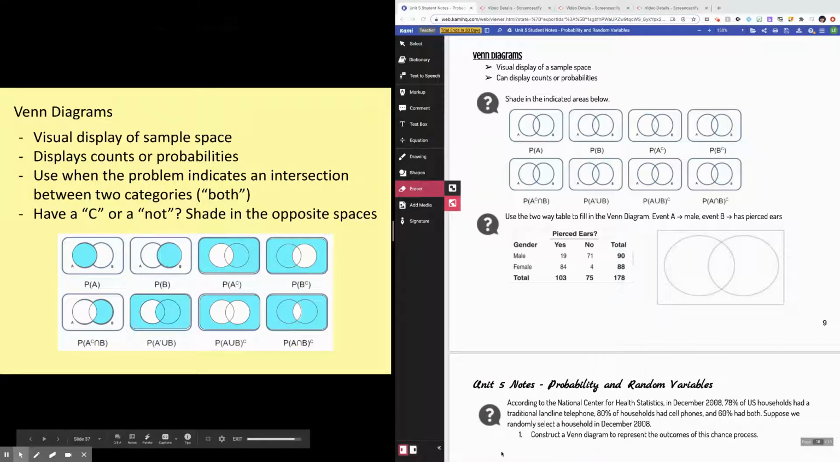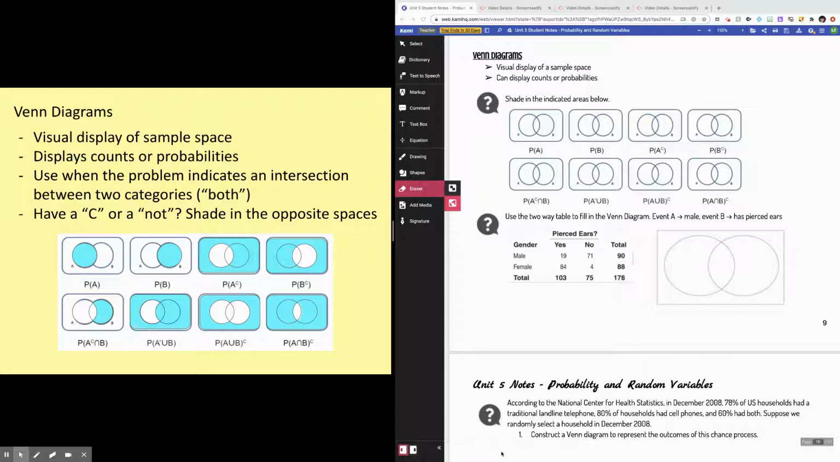Hi everybody, this is your last video in section 1 of unit 5. In this video, we're going to take a lot of the information that we've looked at in the past 3 videos and then represent all of that visually with Venn diagrams and tree diagrams. So let's go ahead and jump into it.